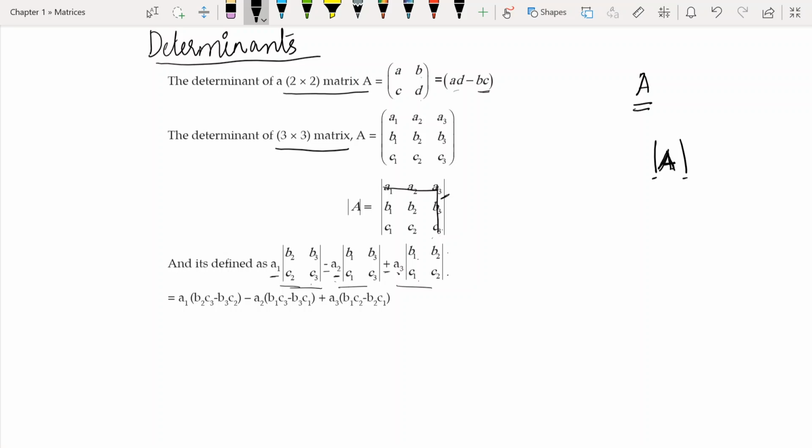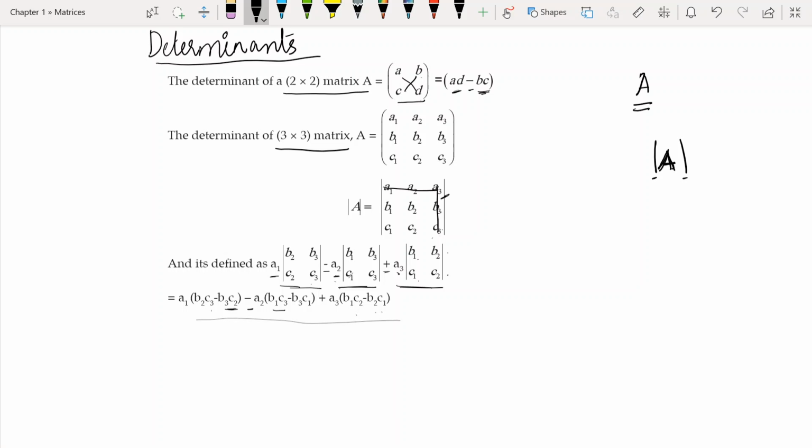Now how do you find the determinant of this, this and this? Just like how we found this: AD minus BC. So same here. B2, C3 minus B3, C2. B1, C3 minus B3, C1. Similarly, B1, C2 minus B2, C1. This is how we will find.